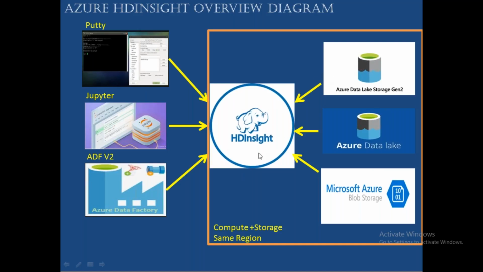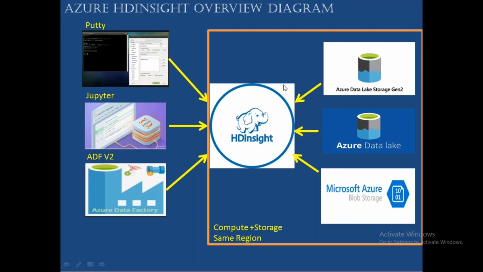When you are creating this Azure HDInsight, you need to tell it which storages are going to maintain the backend data. So you need to attach these storages when you are creating Azure HDInsight. If I attach Data Lake Storage Gen 2, then I can read only data from Data Lake Storage Gen 2. If I attach a blob storage, I can read data only from blob storage.